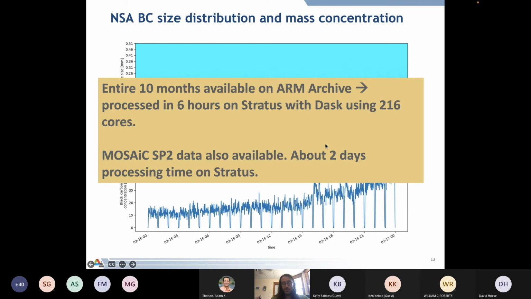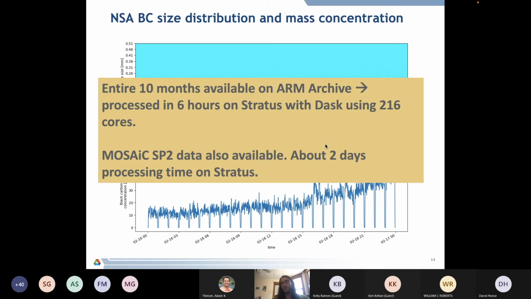So in the end, we processed the entire 10 months available on the ARM archive in about 6 hours on Stratus, with Dask used on 216 cores. And the Mosaic SP2 data, also available, took about 2 days for that same load on Dask to process. Just being able to scale this code on the Stratus was a big reason why we converted to Python.